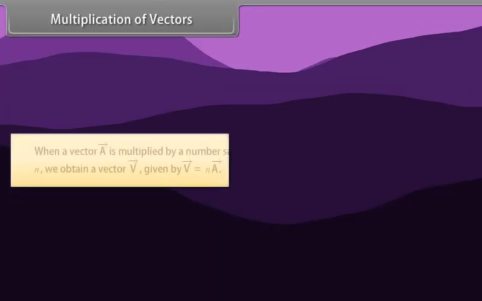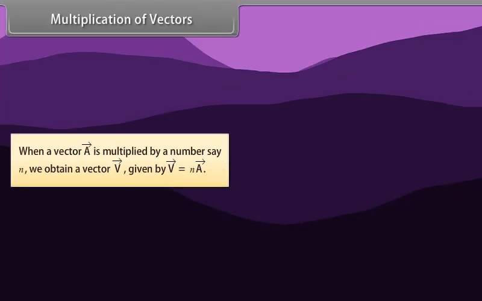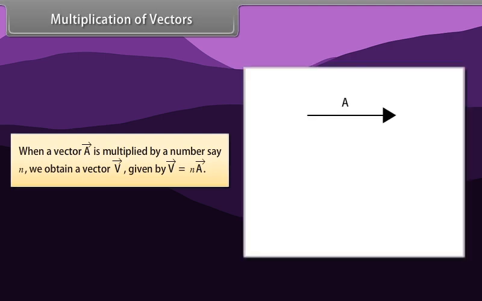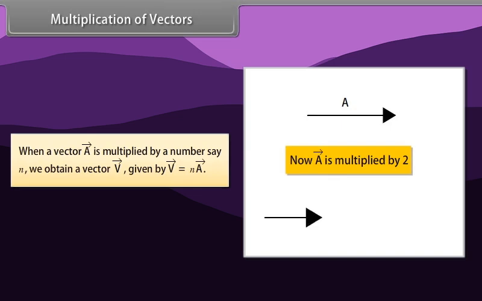Multiplication of vectors. When a vector A is multiplied by a number, say n, we obtain a vector V given by V vector is equal to n into A vector. Let's take an example. If a vector A is multiplied by 2, the resultant vector 2A vector is in the same direction as A vector and has a magnitude twice of A vector.